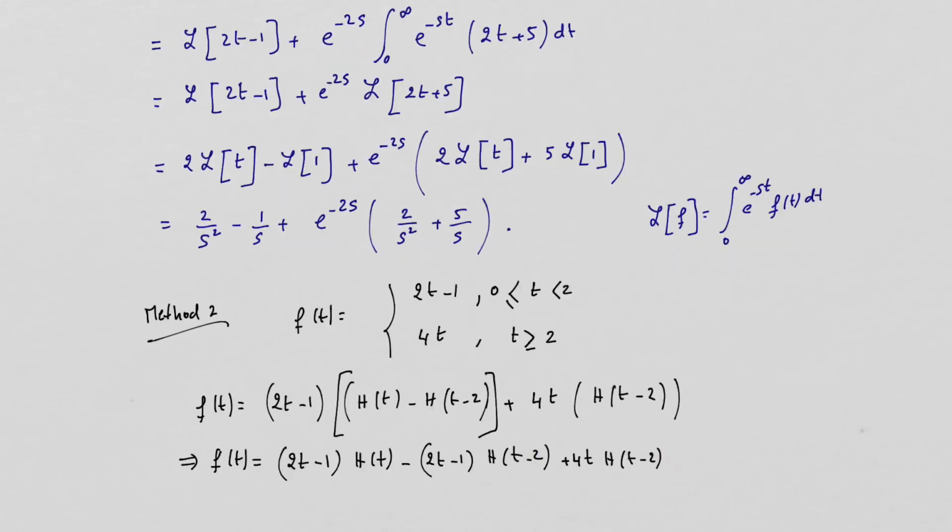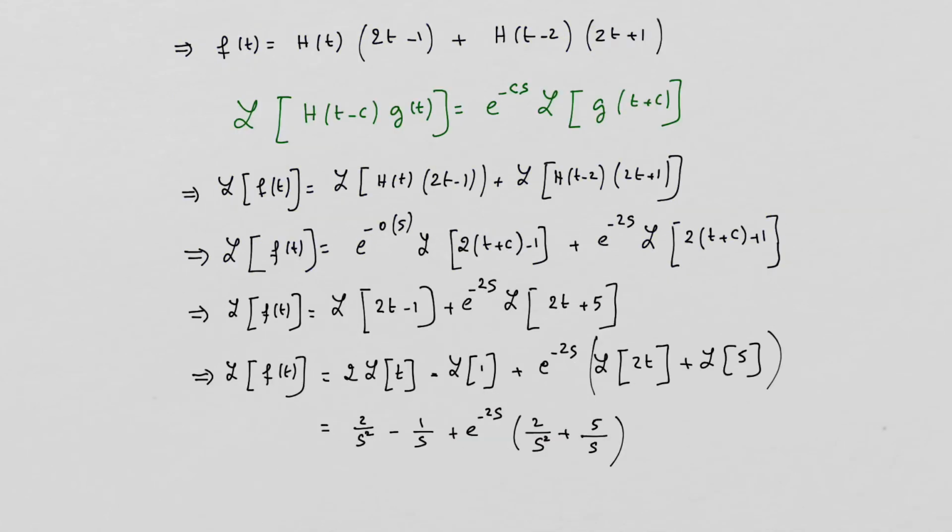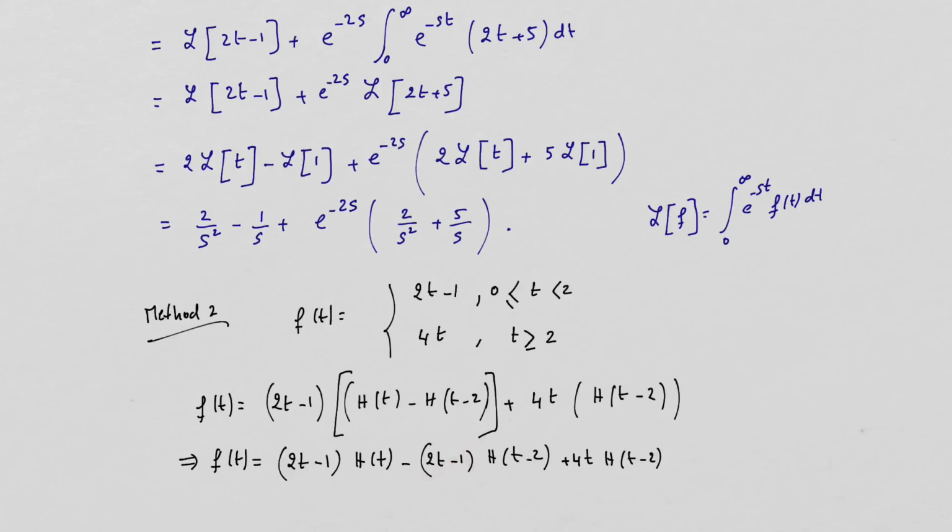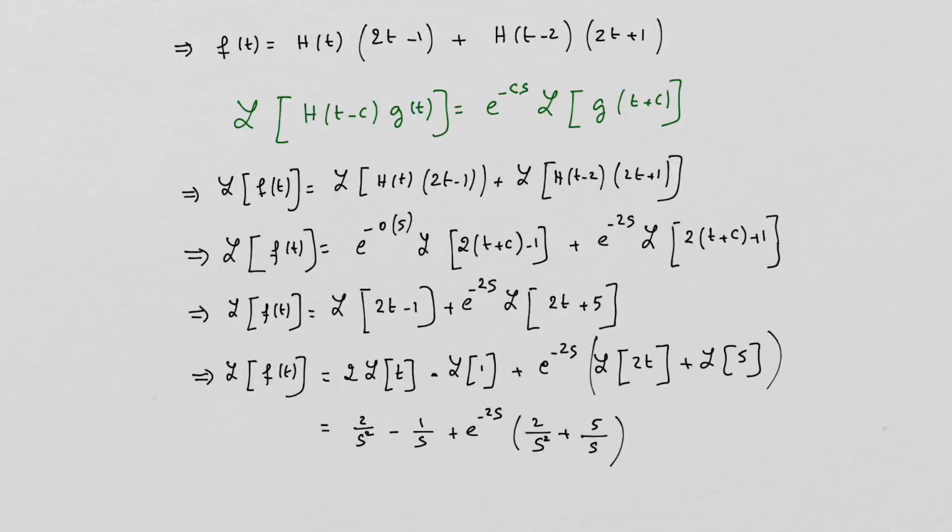And this factors out h of t minus 2 times 4t minus 2t in parentheses minus 1. And I got 2t plus 1 because the minus was outside. Minus 1 is plus 1. Okay? Now that this looks clean, now I'm going to apply Laplace.